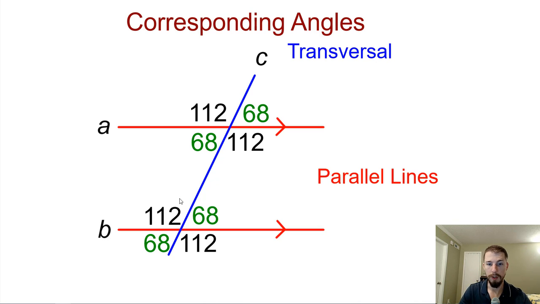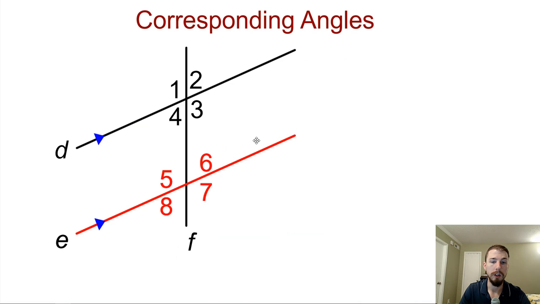So if we know that we have two parallel lines and a transversal, we can use corresponding and vertical angles and technically supplements or supplementary angles in order to fill in all the rest of the angles. So we only really have to know one of the angles to fill in all the rest. So this is demonstrating the same thing.